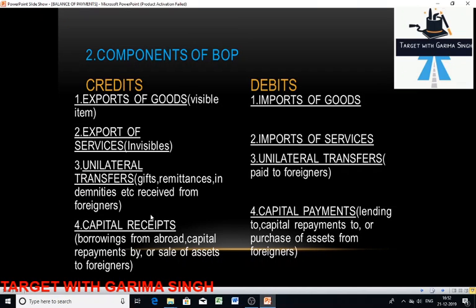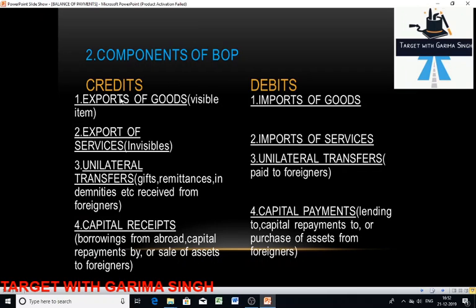Now we move on to the components of balance of payment. The various items which make up a country's balance of payment account are listed in a simplified form in the table which I have made here. Left hand side credit, on right debit. So these are the components of balance of payment.